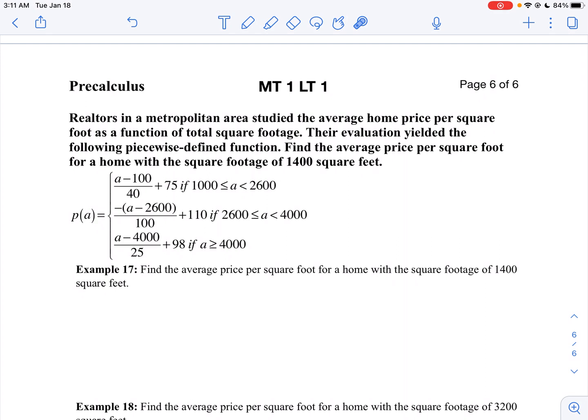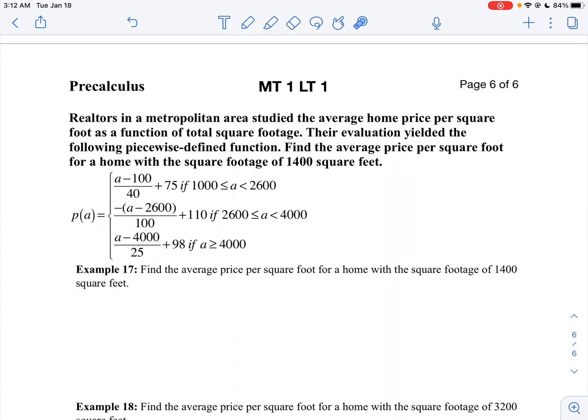It says find the average price per square foot for a home with a square footage of 1,400 square feet. That's what we're doing for example 17. So what happens here is if I'm between 1,000 and 2,600, I use my first rule. If I'm between 2,600 and 4,000, I use my second rule. And if my home is bigger than 4,000 square feet, I use the third rule.